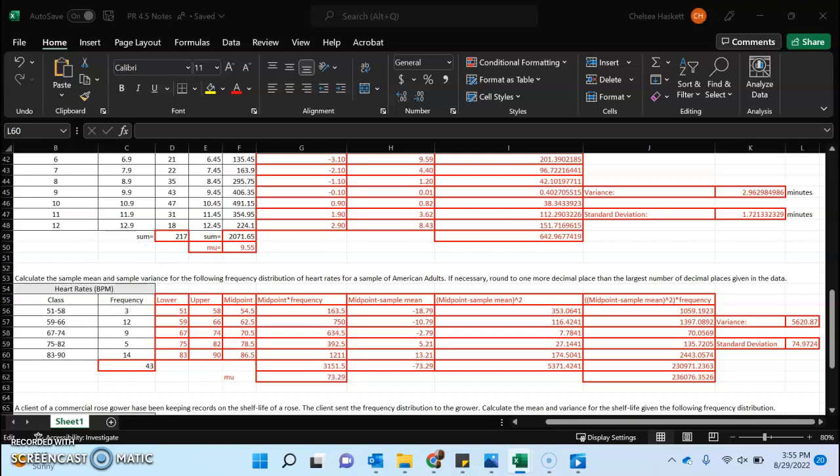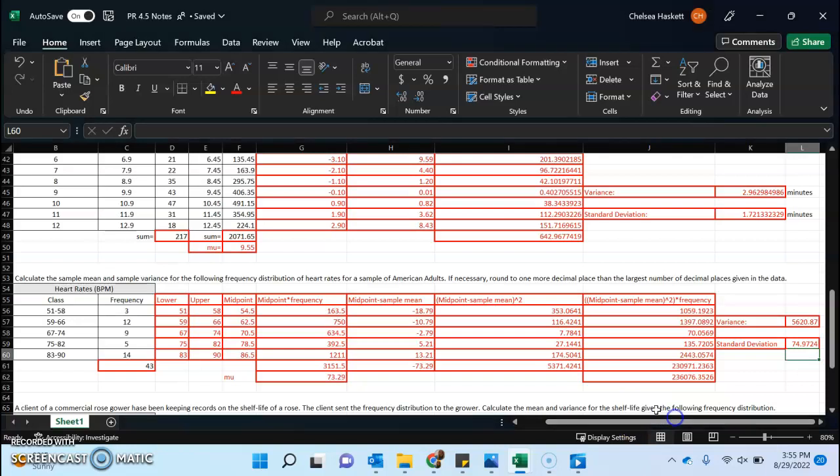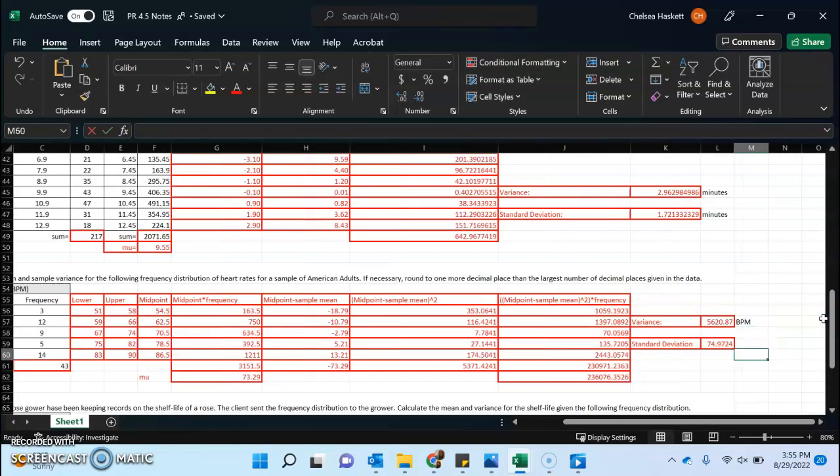Okay. And we label it. Your label is, we're talking about heart rates. So rate, right? Still BPM. You can label it BPM, beats per minute. Okay, moving on to the next one.